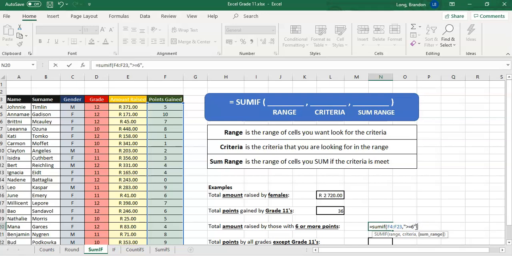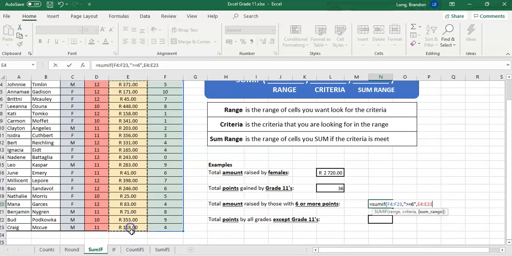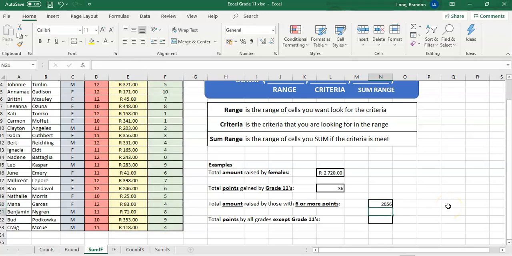Now, if we find ones that are greater than or equal to 6, what must you do? You must total the amount raised. That's what we are going to sum. Let's just double check. 4 to 23, 4 to 23. That looks like a match. Boom. So all those that were 6 or more points, they raised that much money.